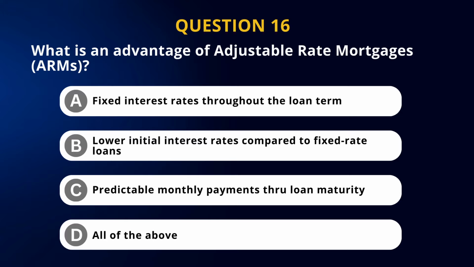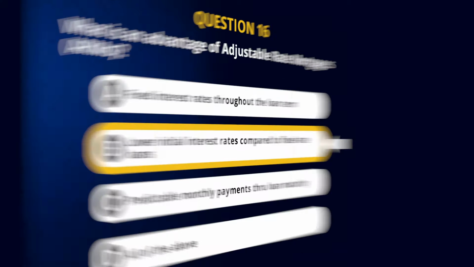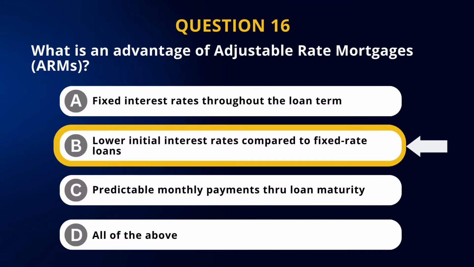Question number 16. What is the advantage of adjustable rate mortgages? Letter A, fixed interest rate throughout the loan term. Letter B, lower initial interest rates compared to fixed rate loans. Letter C, predictable monthly payments through loan maturity. Letter D, all of the above. And the answer is letter B, lower initial interest rates compared to fixed rate loans.